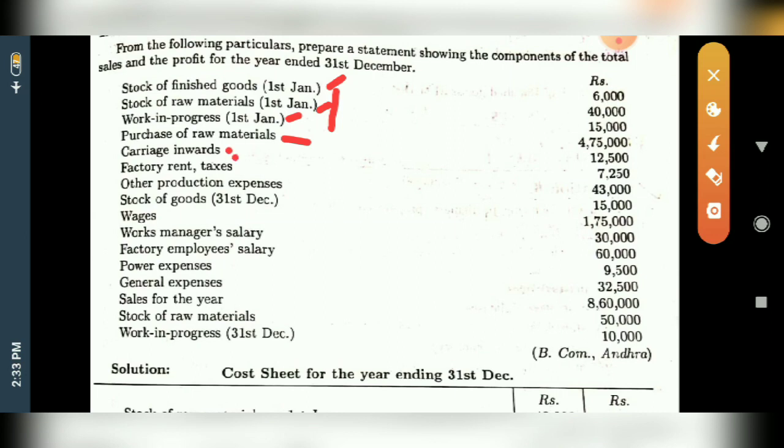Carriage inward is there, factory rent is there. Then other production expenses are there. Then one closing stock is given, stock of goods, isn't it? Wages are there, works manager's salary is there. Factory employees' salaries are given. Power, in the sense electricity expenses, general expenses, sales amount is given. Stock of raw materials are given. Then work in progress is given.